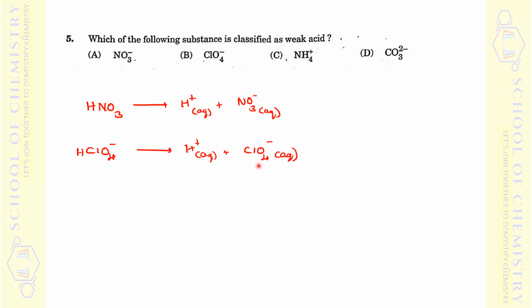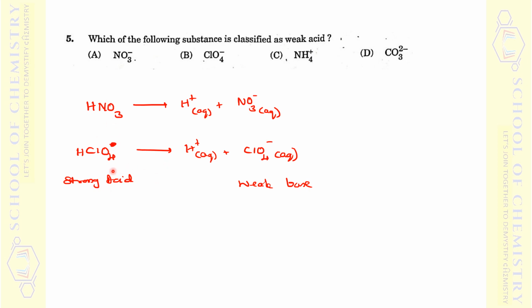So the ClO4- ion, perchlorate ion, comes from this HClO4, which is perchloric acid, right? The important thing here is that these two are acids, and we know that both of them are strong acids. HClO4, again I'm mentioning, the minus charge is not necessary here.